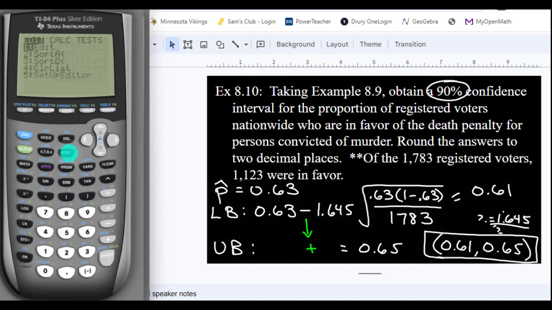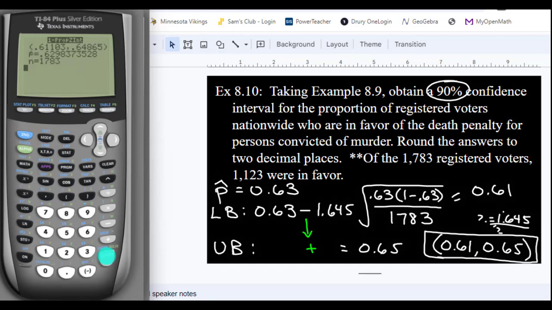We go to stat, over to tests, and then we're going to go down to letter A, which is actually that one right there, 1 proportion z interval. And the x value, we just plug in 1,123, because that's the number of items or individuals that had that certain characteristic. The n value is the sample size, 1,783. And the confidence level is already 0.9 for 90%, so I don't have to change that one at all. And then we go to calculate.